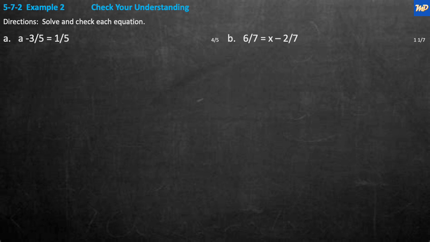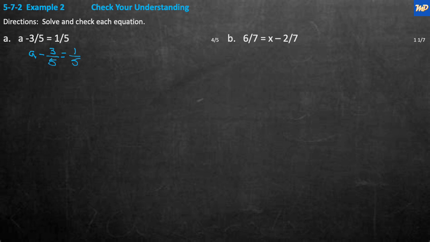Okay, example 2, under check your understanding. Solve and check each. So let's go ahead and do it. Why don't you take a break, not a break, but take a moment from the video and do these problems, and then when you return, we'll solve them together. Okay, now that you took the break and you're back, let's go ahead and work on problem A, which says A minus 3/5 is equal to 1/5. I think this one's going to come out pretty simple.